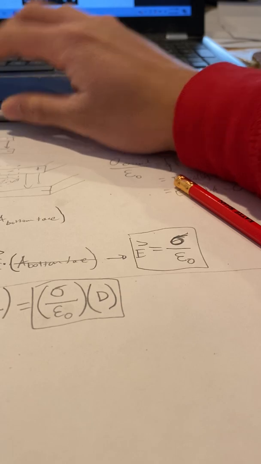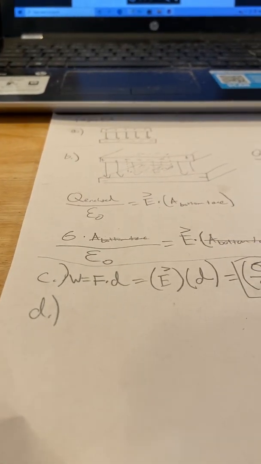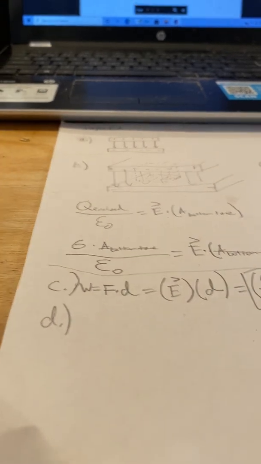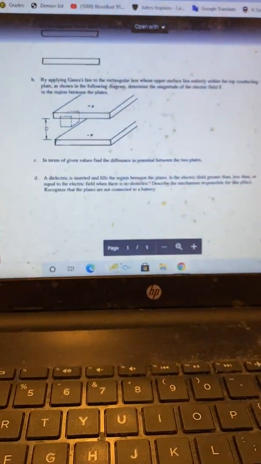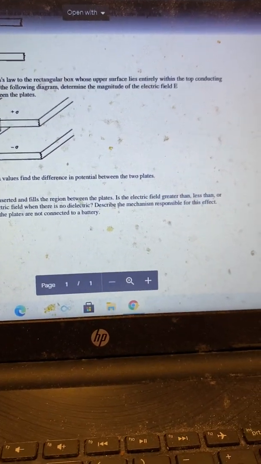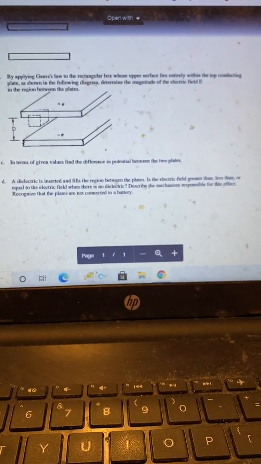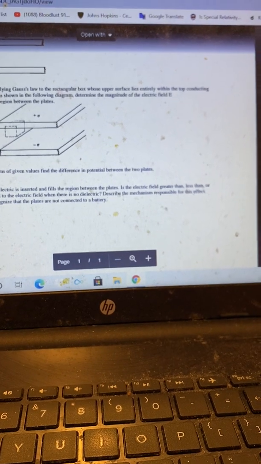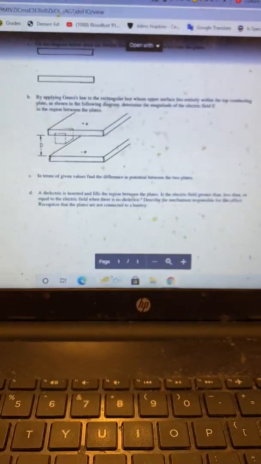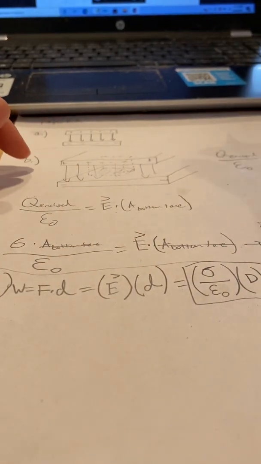All right, last problem. D. A dielectric is inserted and fills the region between the two plates. Is the electric field greater than, less than, or equal to the electric field when there is no dielectric? Describe the mechanism responsible for this effect. Recognize the plates are not connected to a battery.